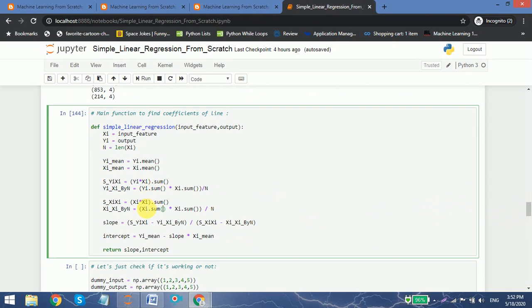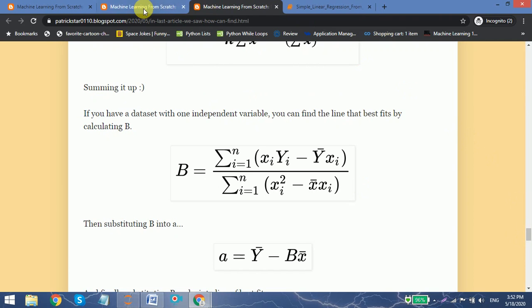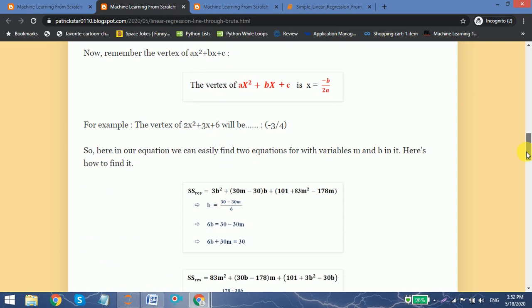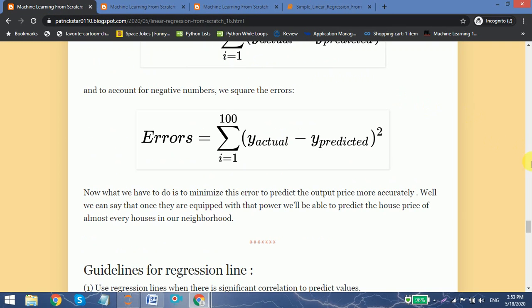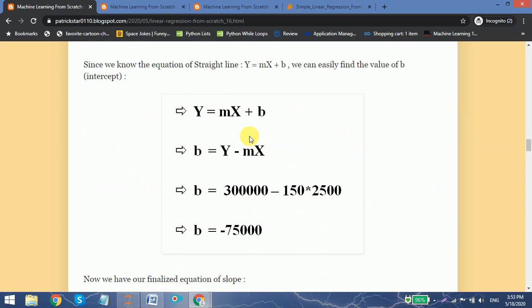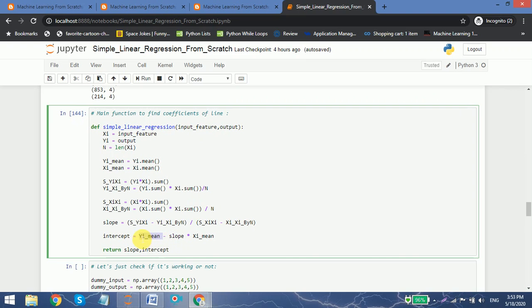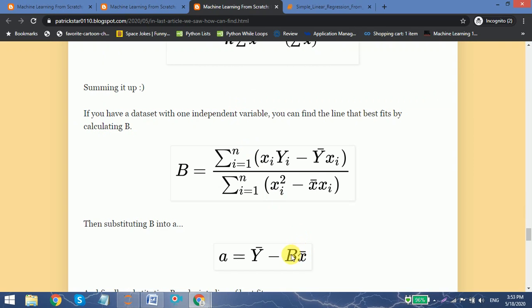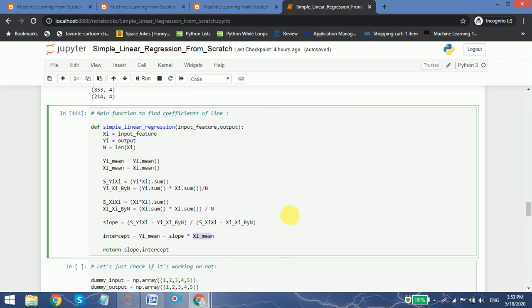Now that we have our slope value, we can find the intercept from this line like we did here. y equals mx plus b. Now we want to find the value of b, so b equals y minus mx. So this is y mean minus m, the slope, into x mean. All right, so it is y bar, the y mean, minus the slope times x bar. And the function will return the slope and intercept.